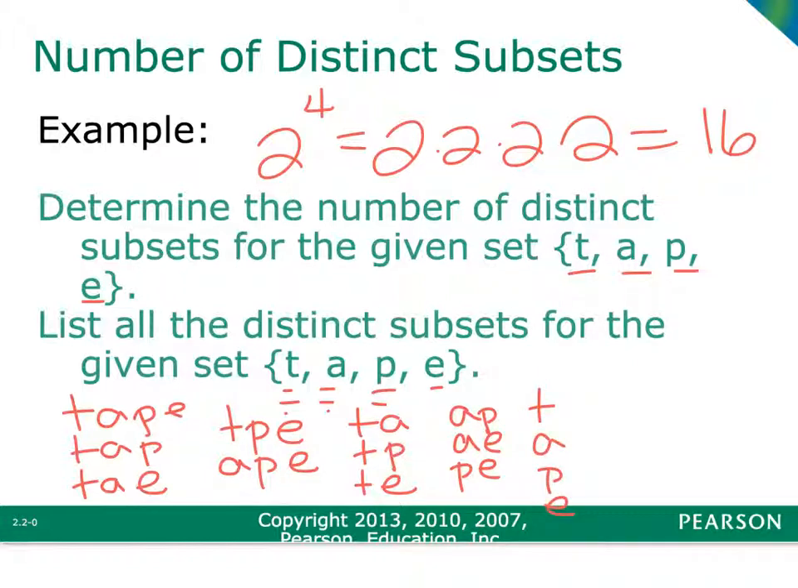Let's count and see how many we have. 1, 2, 3, 4, 5, 6, 7, 8, 9, 10, 11, 12, 13, 14, 15. Wait a minute, I said I could have 16. Where's my missing one? You could also have none of the elements. You could have the empty set, which is your number 16. So there's 16 distinct subsets that you can get.